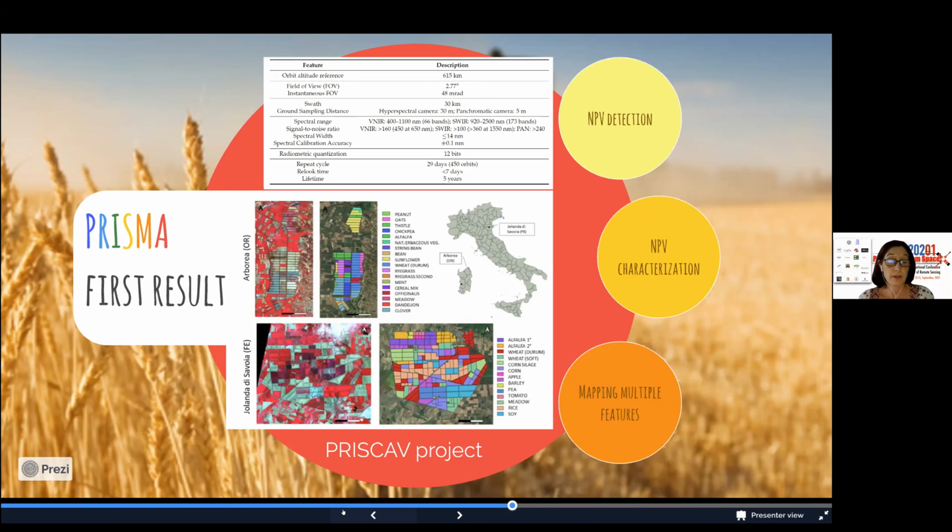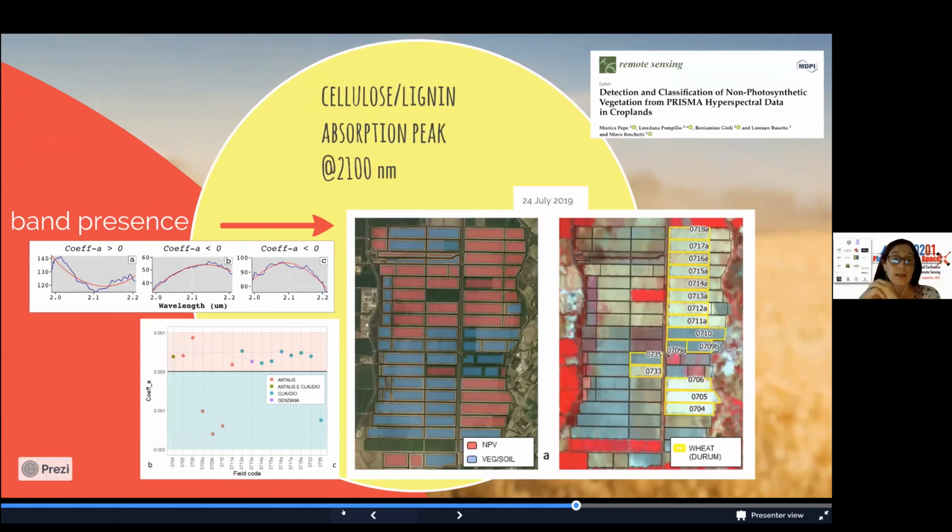Both farms are very large. The first one is around 1,000 hectares, the second one around 4,000 hectares, and they have a lot of different crop types, so this is interesting. We made our first experiment just to map NPV against other classes, basically on the band of cellulose lignin.